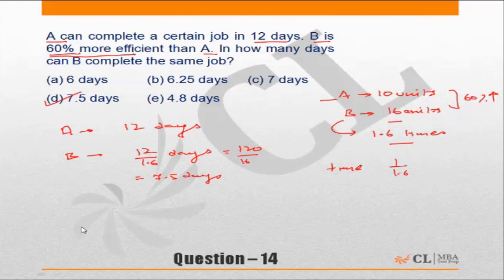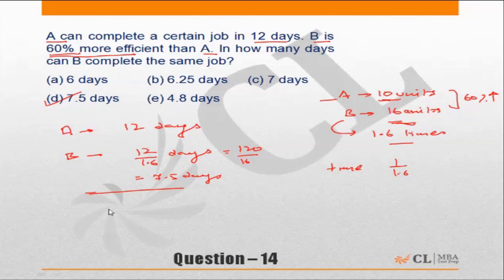Now just to understand this particular concept further, we can straight away go on to A into B is equal to constant. You could have also said that because if B is 60% more efficient than A, if A does 10 units, B will do 16 units. So you can say the amount of work both of them will do is the same. If the amount of work is same, what is the number of days B will take?